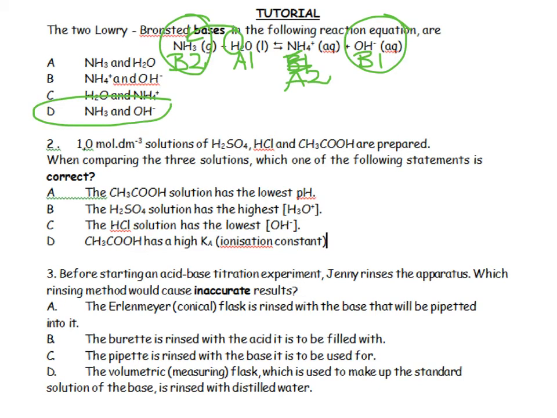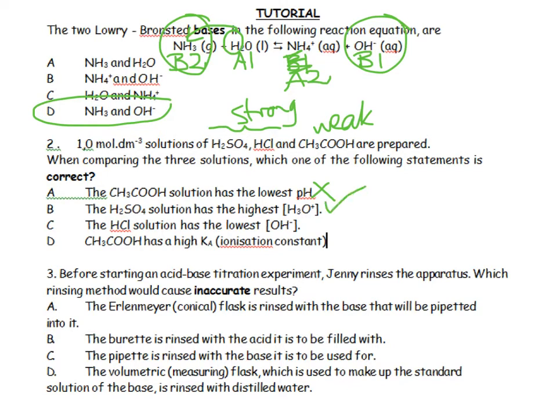I've got the same concentration here of 3 different solutions. This is a weak acid, and the other 2 are both strong. When comparing which of the following statements is true: that solution has the lowest pH? Definitely not. It's probably got the highest pH, because low pH means you've got a very strong acid. The H2SO4 solution, in other words, sulfuric acid solution, has the highest H3O plus ions.